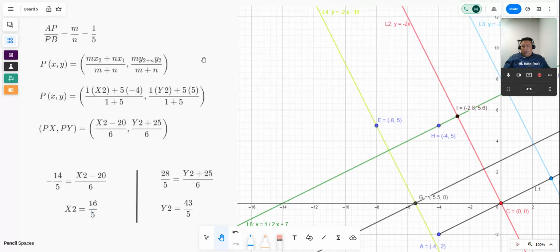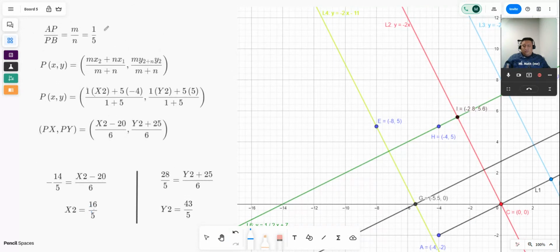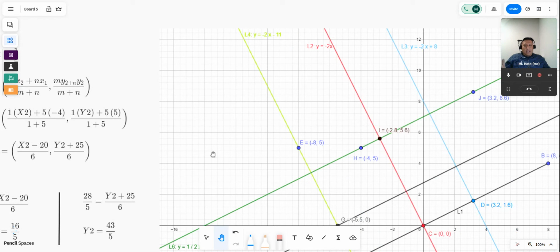Exactly the same. We have the proportion 1 to 5, but there is something different here. Usually we find what is the point P that will create this proportion. In this case, we know the coordinates of this point P because the point P in this case is the intersection between line 2 and line 6. What we don't know are the coordinates of this point J.